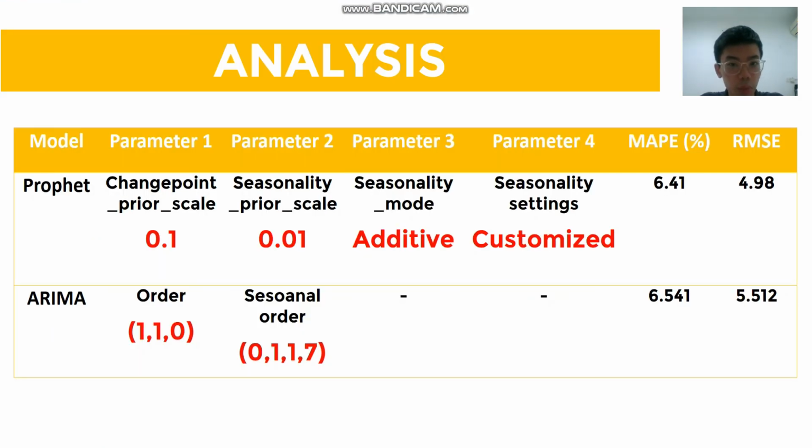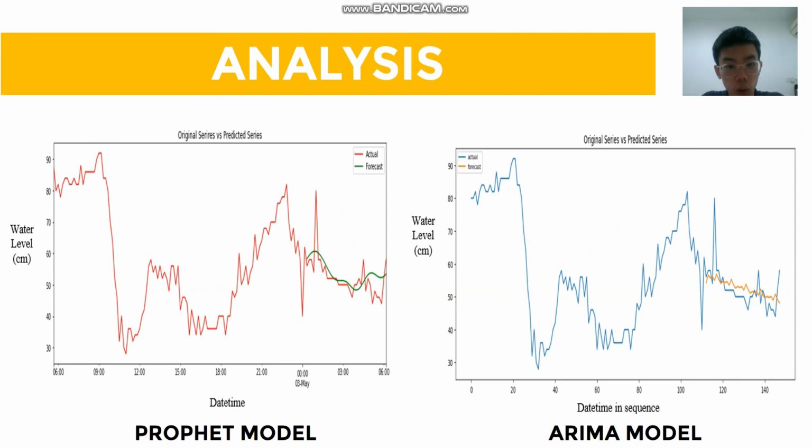Referring to this table, this is the analysis conducted to identify which algorithm is the best fit algorithm in this scenario. Mean absolute percentage error (MAPE) and root mean square error (RMSE) are the performance metrics used to evaluate the performance of the algorithms. According to the table, Prophet records lower values of MAPE and RMSE, meaning that it has better performance. These are the plots of the original series and the predicted series generated by both ARIMA and Prophet algorithms.